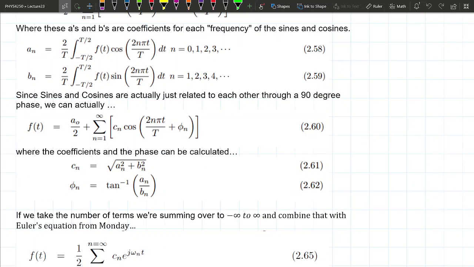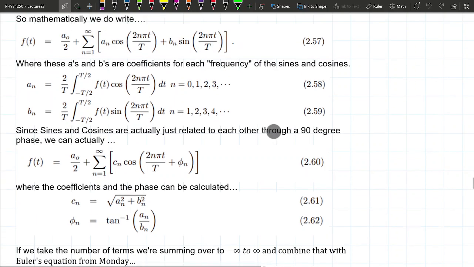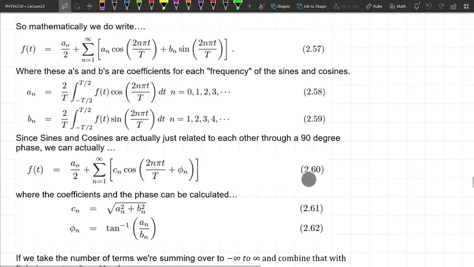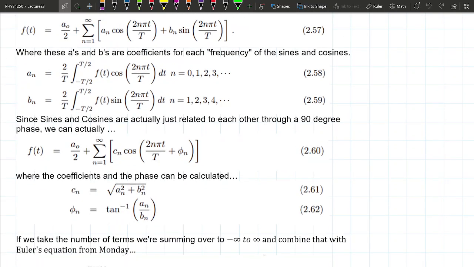Okay. So instead of representing things as both sines and cosines, and I say I don't like sines, I'm just not going to worry about sine at all, right? Sines and cosines are actually just related to each other through a 90-degree phase shift, right? They're the same function, except they're just shifted. So instead of having sines and cosines, you can represent it as just a cosine function that possibly has a phase shift.